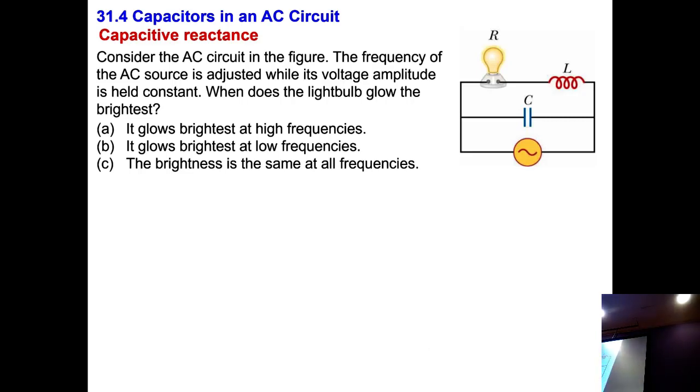Okay, now here is another example. So now we have a capacitor connected in parallel with the light bulb and an inductor. And the question is, same question, when does the light bulb glow the brightest? When the frequency is high, when the frequency is low, or it's the same? So I'll give you half a minute to think about this.